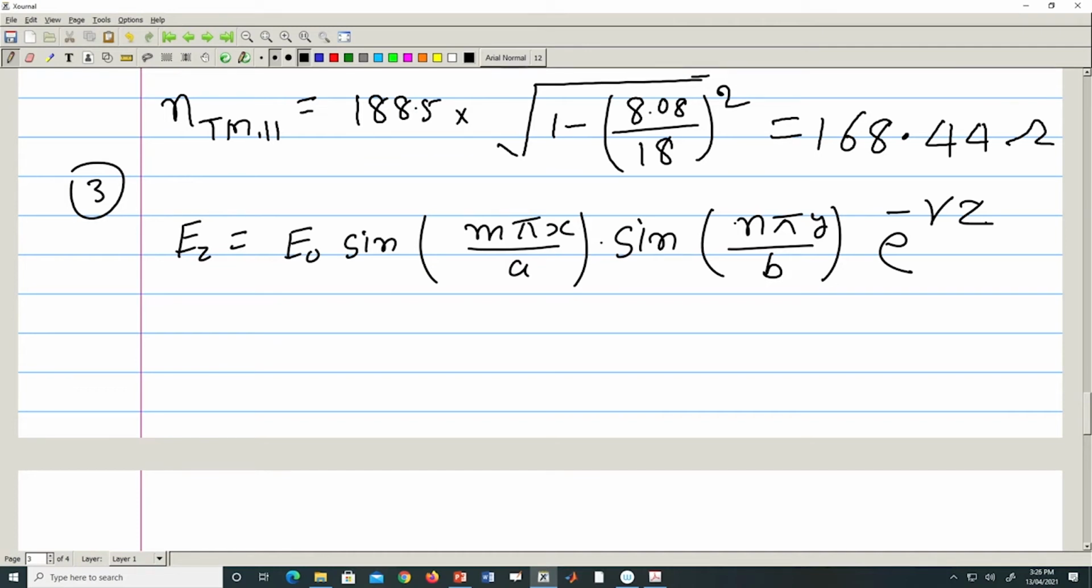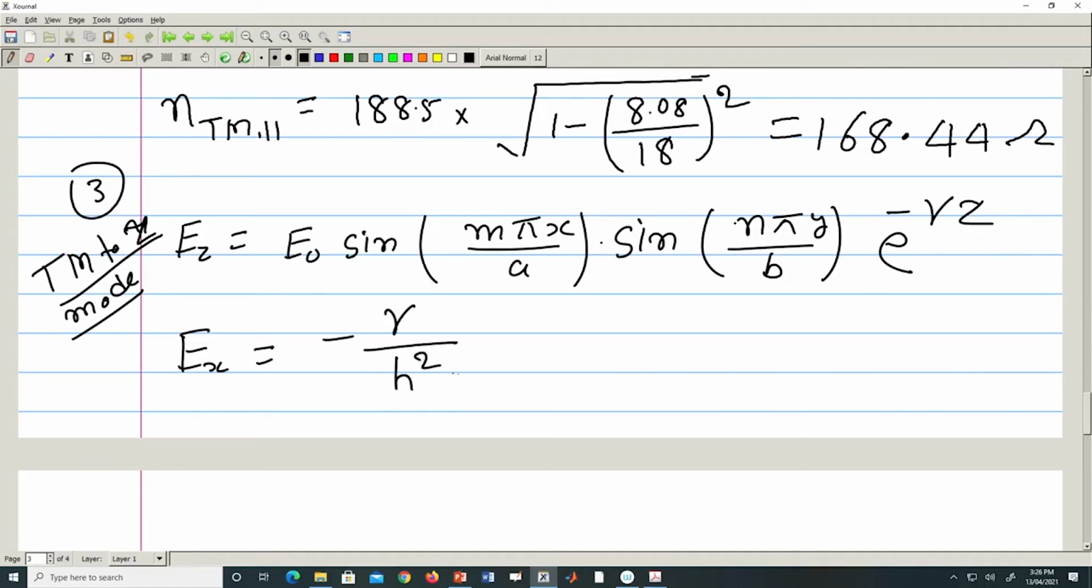From this E z, E x is defined as, so this will come from the Maxwell equation, minus of gamma by h square del of E z by del x. So, this is the expression for E x in terms of E z.